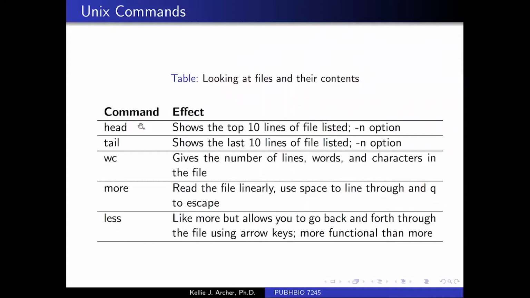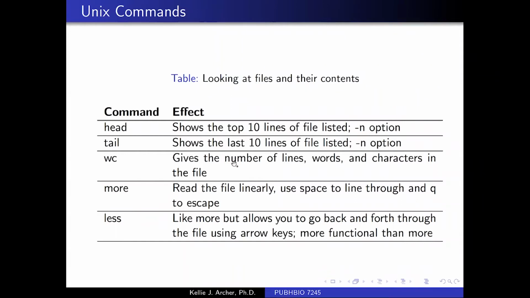Certainly head is something that I use quite often. It's very similar to the head command in R. It shows the top 10 lines of a file by default. If you want to display a different number of lines, you just use the option dash followed by a number. You can also use the tail function, which shows the last 10 lines of a file. If you want to show more than 10 lines, you use dash n, where n is replaced by an integer.